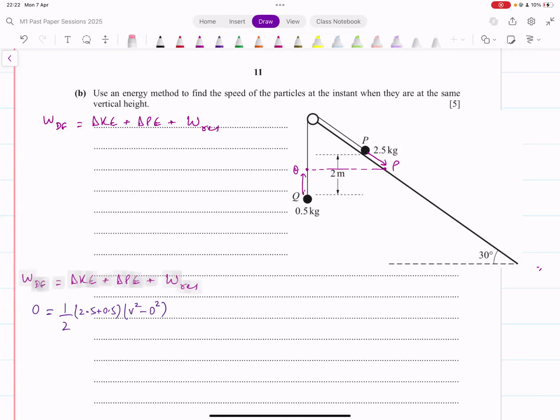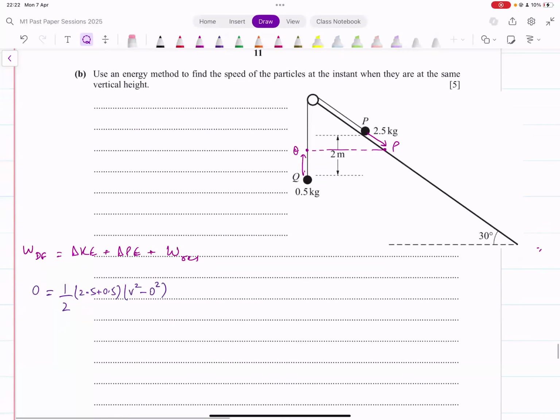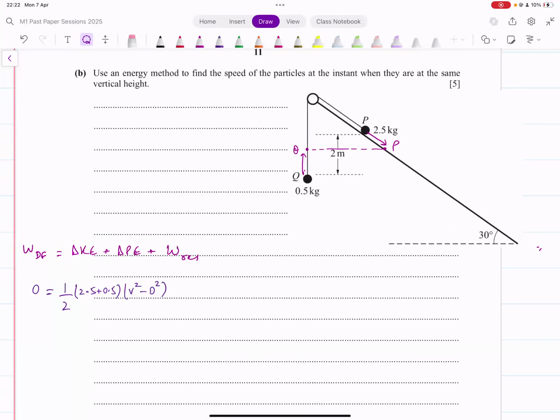We also need the change in potential energy. What about potential energy now? Now, potential energy cannot be calculated together because they are moving different distances vertically. Okay. So the initial distance between them in the vertical direction was 2 meters, right?